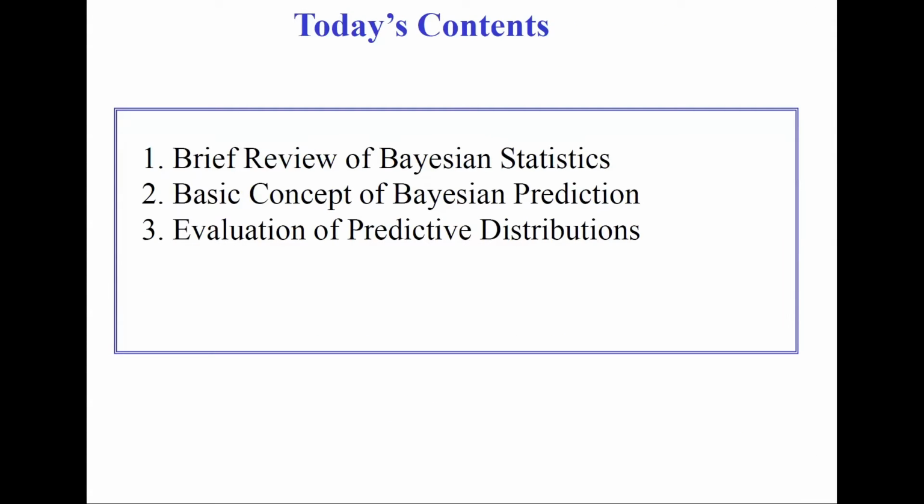In part 1, today we will make a brief review of Bayesian statistics in section 1. And then, in section 2, we will see the concept of predictive distributions, and then consider the basic concept of Bayesian prediction. And finally, in section 3, we consider how to evaluate predictive distributions in a statistical sense. Now let's begin with the review of Bayesian statistics.